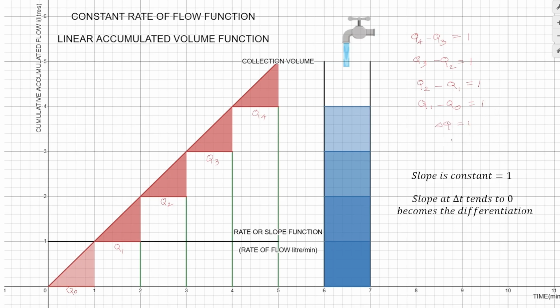So we find delta q is equal to 1, and we can find out the slope. Slope is delta q divided by delta t, which is 1 divided by 1, equal to 1. Here the slope is constant, and the value is equal to 1. The slope as delta t tends to 0 will become the differentiation of the integration function.